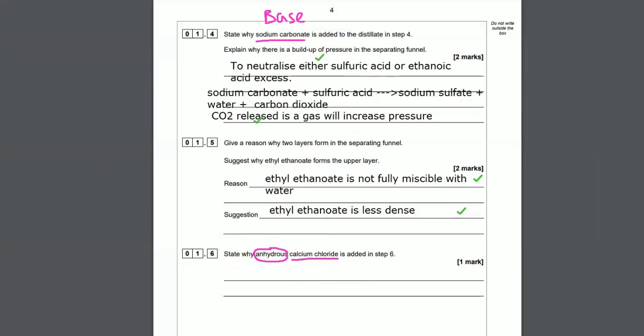Why would we add something that's anhydrous? To absorb water. It is a drying agent. So what that means, it can remove all of the water. It will clump together, it will soak up the water and become hydrated calcium chloride. So it's a drying agent. So great if we're purifying this and we want to remove the water, add some calcium chloride. It's one of those typical drying agents that will remove the water. Super. Let's zing.